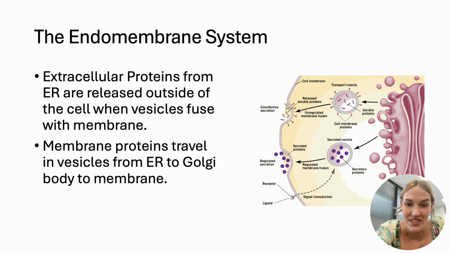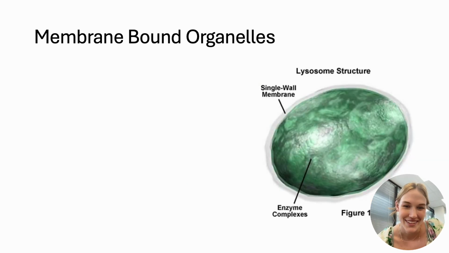Okay. And so these extracellular proteins from the ER, they're going to be released from the cell when vesicles fuse with the membrane. So we might have something that is actually designed to leave the cell. So it's not important to this direct cell, but it needs to leave it. And so it'll pinch off from the ER and then travel to the membrane. But remember, it makes that stop at the Golgi first. It's going to stop at the Golgi. The Golgi is one of my favorite organelles, by the way.